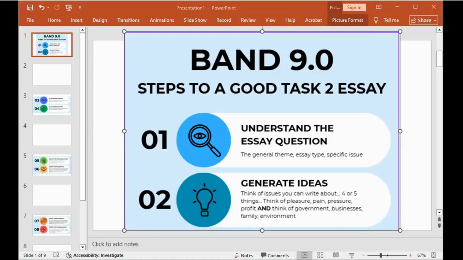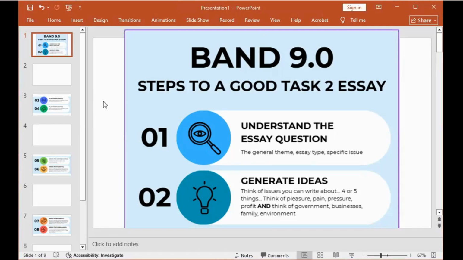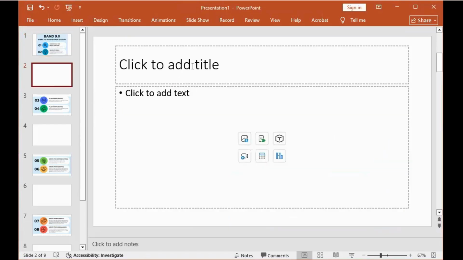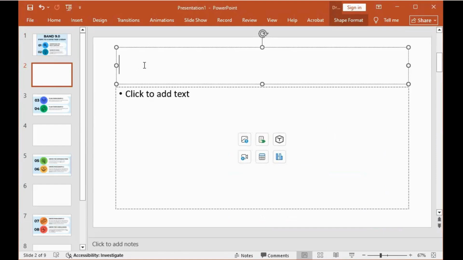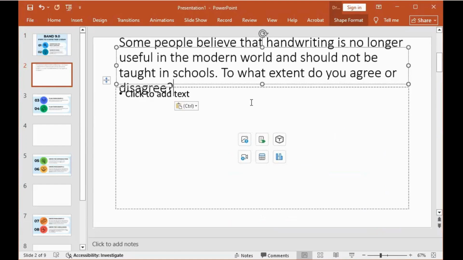So, we are going to be following the 9 steps for writing a good essay. We're going to be using an opinion essay as our example. Let me post the essay question here.